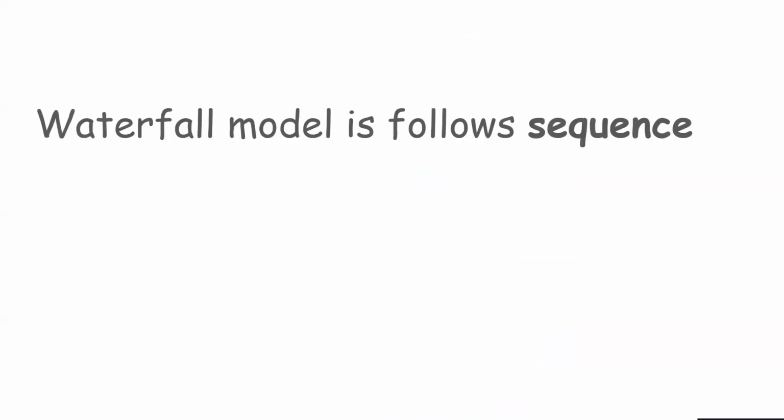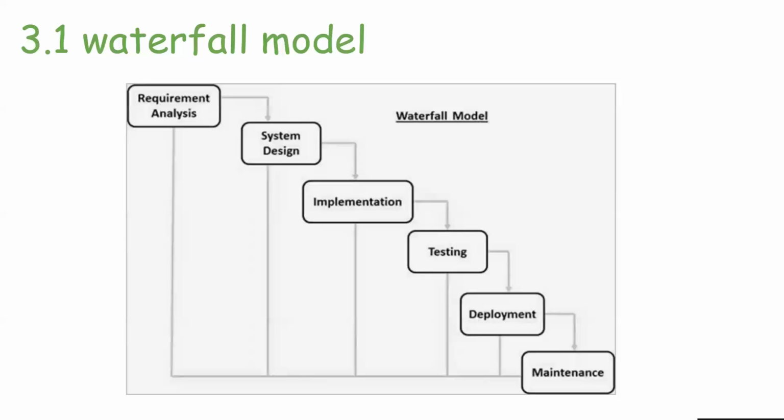But how many models do we have? So many models we have. But we are discussing two models in this SDLC: one is sequence model, another is iterative incremental model. But which model did we discuss in the last session? Waterfall model. Waterfall model follows sequence model. Means what? One after another.